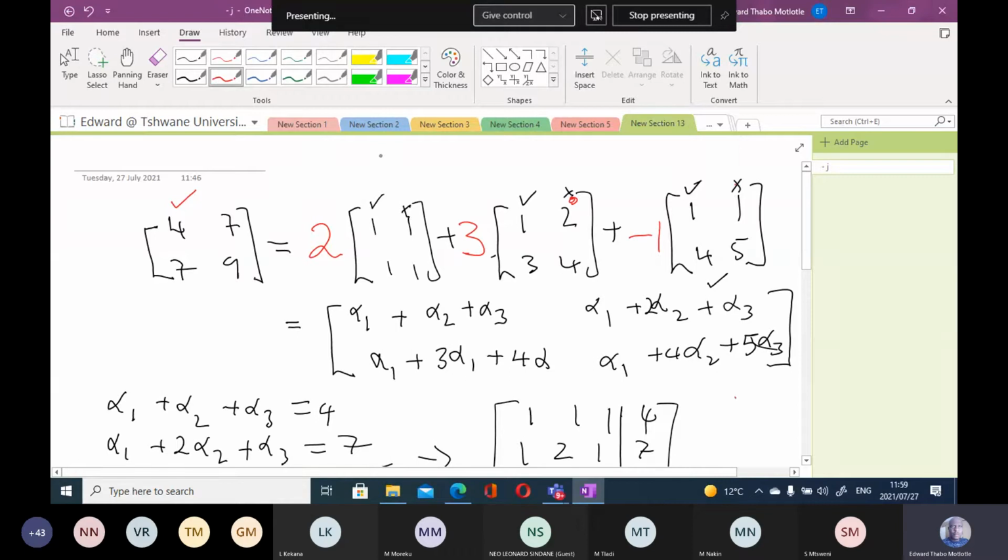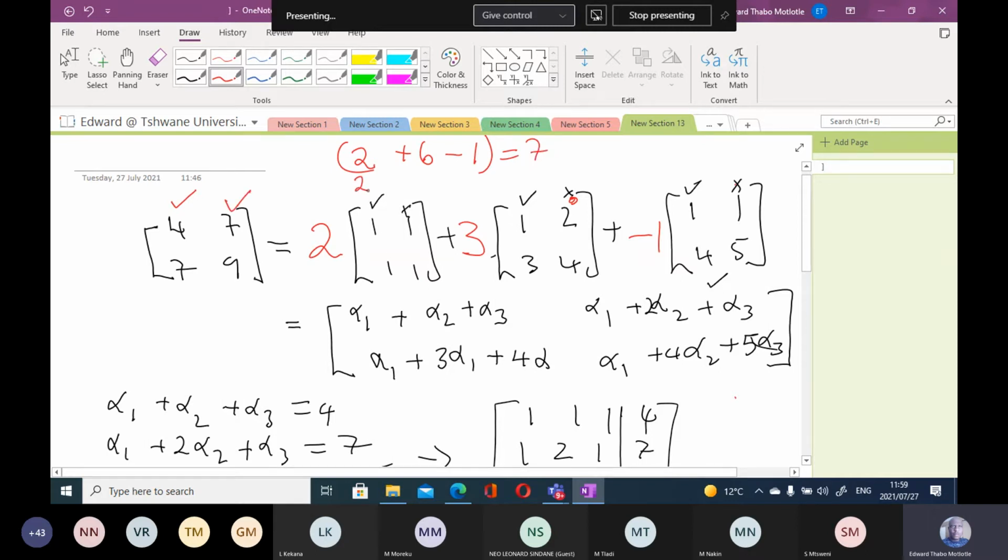Okay, let's see now. I'm going to write it down. It's confusing me. So it's 2 plus 6 minus 1. So this must give me 7. So this is 7. So it's correct. So this one is correct. And then we have 2.